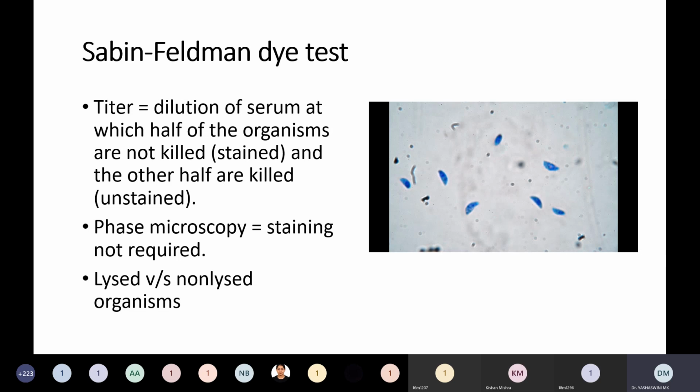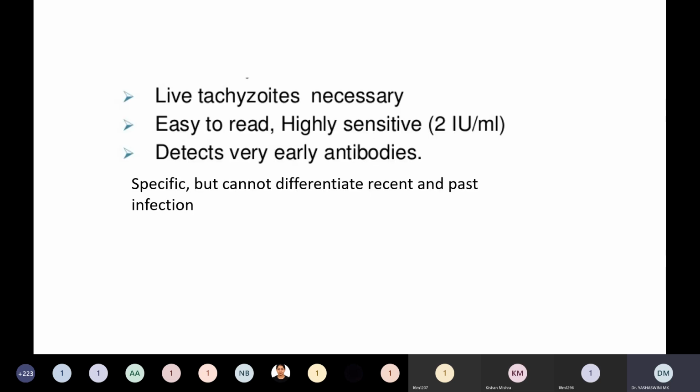So along with this, you can also use phase microscopy, where you may not require any staining. You don't add methylene blue, but directly you can see. If it's a phase contrast microscope, directly you can see whether it's a lysed organism or a non-lysed organism when you add your serum. Okay, so that is the phase contrast. If you want to see with the normal microscope, you have to add some dye to make it prominently visible.